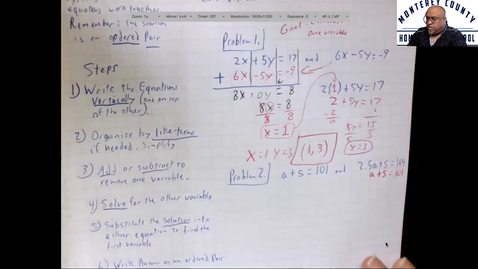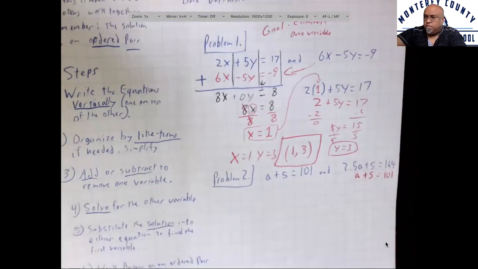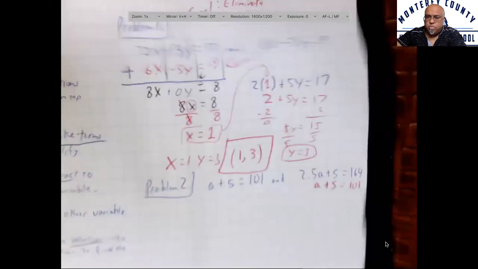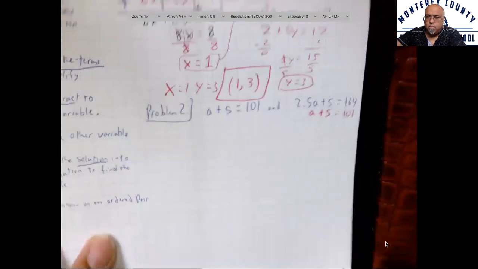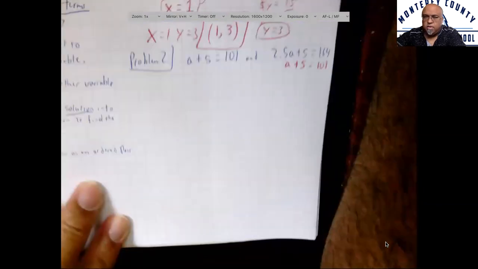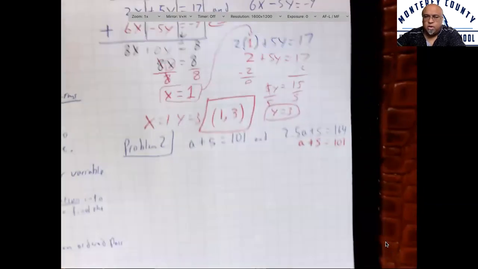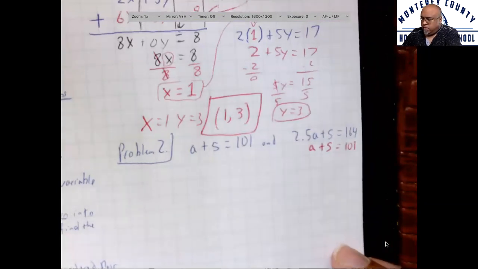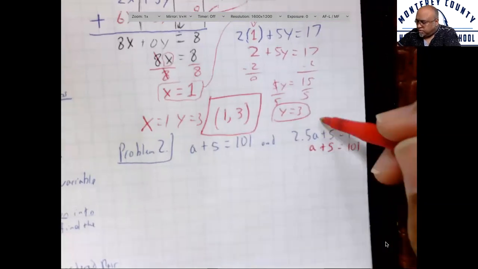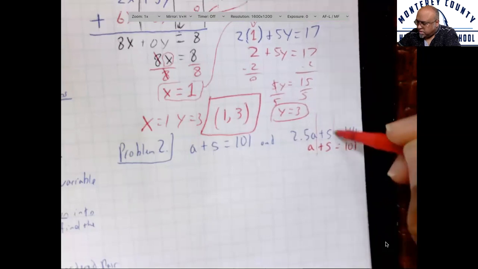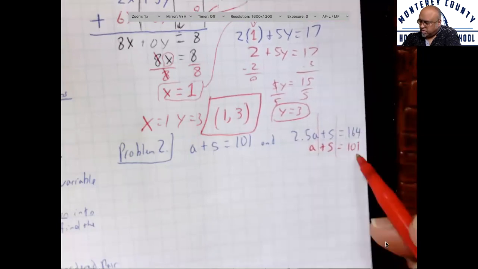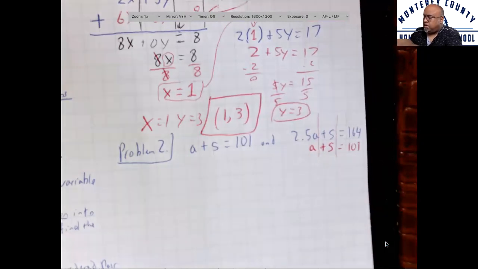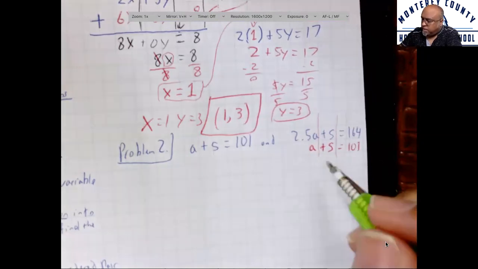Now, let's see how they're organized by like terms. I'm going to try to center this here. I want you to be looking at what we're working on here. Okay. So I want to organize it by like terms. Let's take a look. Constant, one variable, the other variable. That is good. They are organized by like terms.